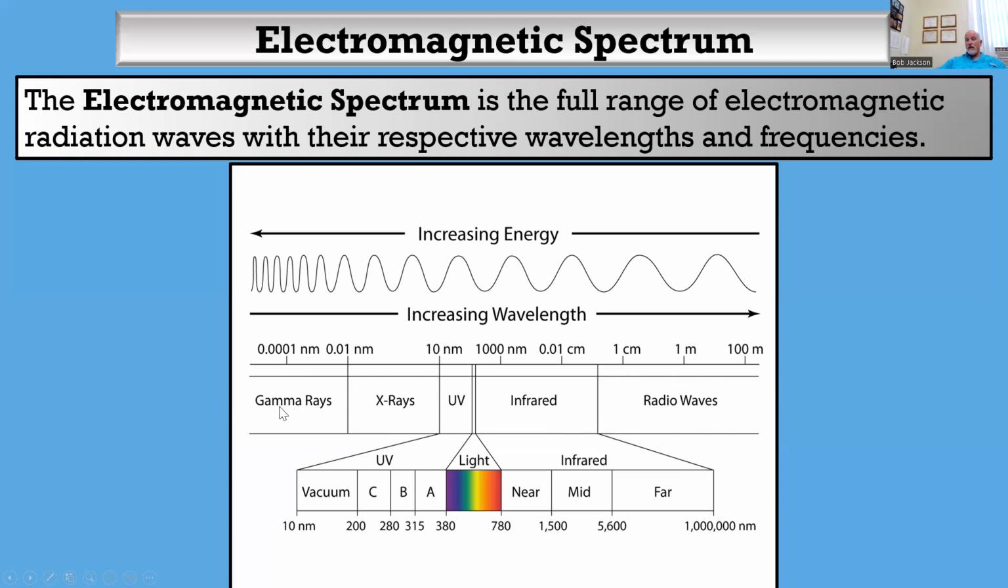Now, know them in order. You go from gamma rays to X-rays, then UV. The shortest range on the electromagnetic spectrum is visible light, what we can see. Then you have infrared, and then you have radio waves. That's going from very short wavelengths to very long wavelengths, from very high energy to very low energy. That's the electromagnetic spectrum.